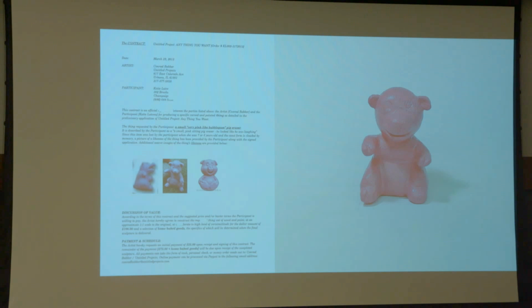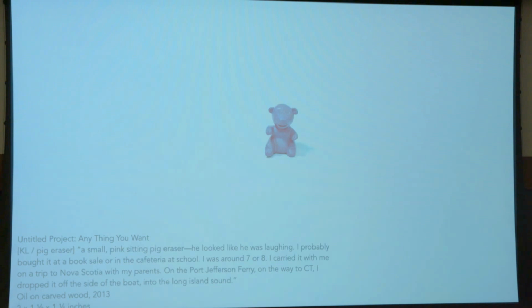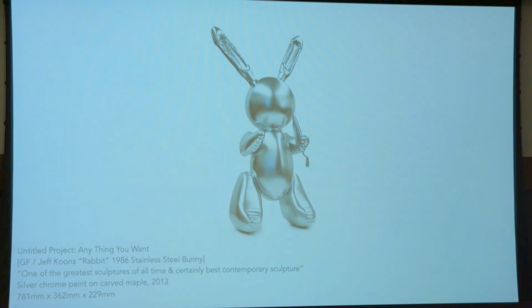This is a pink pig eraser that someone dropped in the Long Island Sound, and we had to construct this based on her very rough memory of this object. Jeff Koons's rabbit: a collector in New York wants to own this object, thinks it's one of the best sculptures of all time, but apparently museums own the three copies of it, so he can't technically own it, so I made a slightly scaled-down version for him. The greatest Michael Jordan poster of all time.